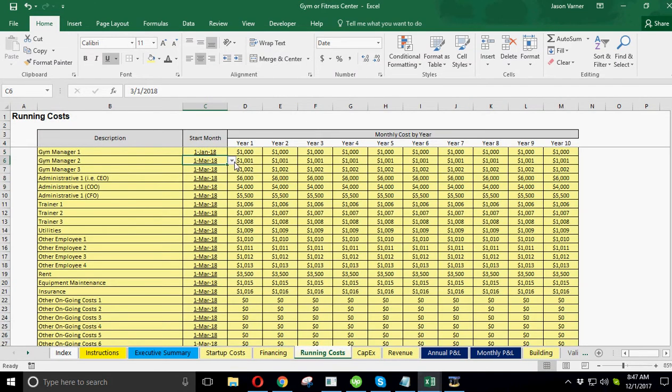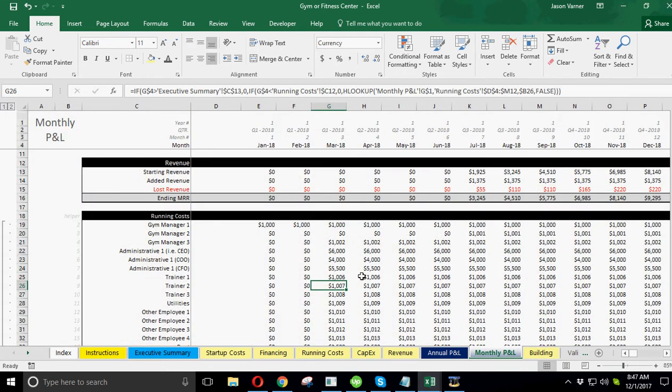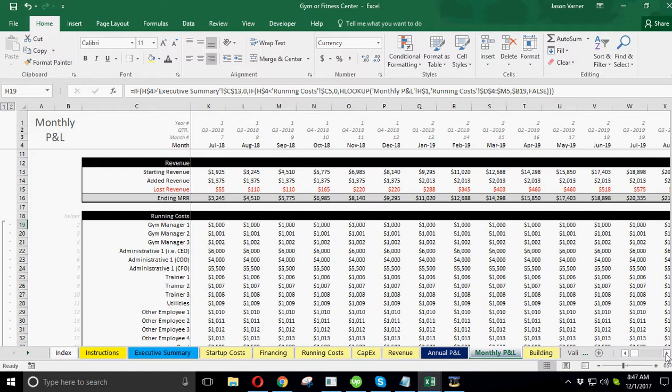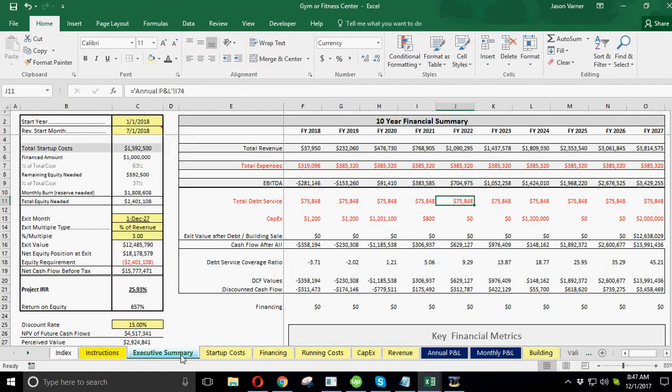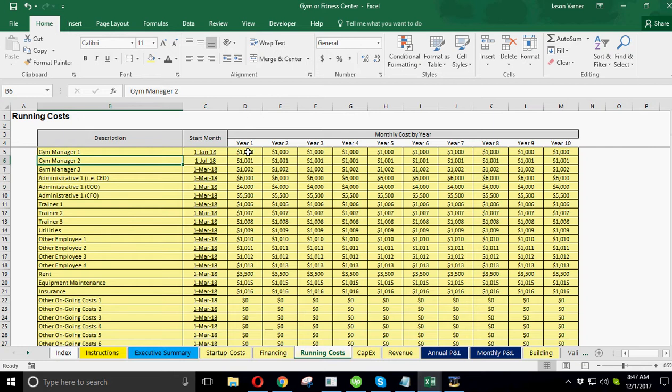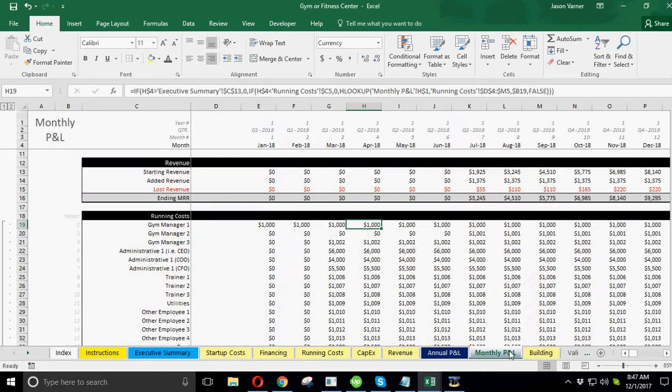You see here March. If I change this to, say, July for Gym Manager 2, you can see now, look at Gym Manager 2, it doesn't start until July. And now these are the monthly costs, and they'll change each year based on whatever is put in. So if I go to here, I've got 1,000 across the board, but if I were to change the running costs, say they're going to get 1,000, next year they're going to get 1,200, then say 3,000. You see in the monthly that will now change.